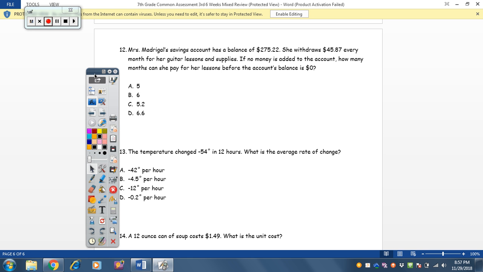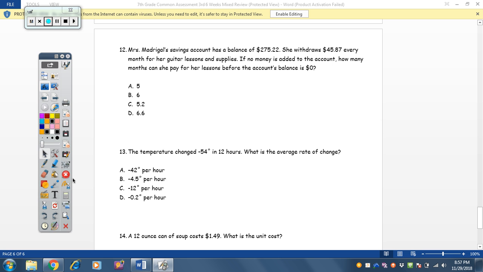Number 12 says, Mrs. Madrigal's savings account has a balance of $275.22. She withdraws $45.87 every month for her guitar lessons and supplies. If no money is added to the account, how many months can she pay for her lessons before the account balance is zero? Guys, this is a division problem. Usually with withdrawals and checks and deposits and all that, it's addition and subtraction. But the question says how many months.